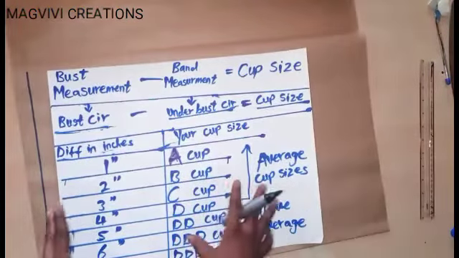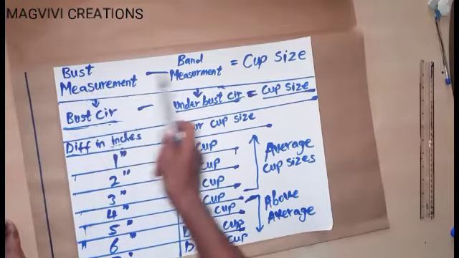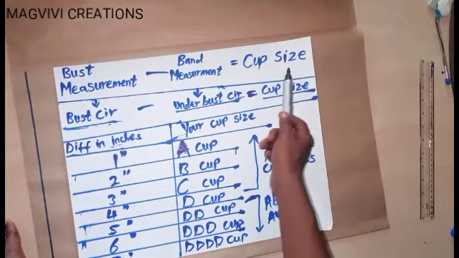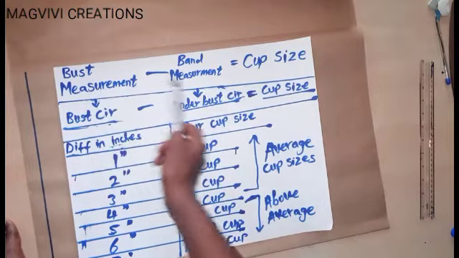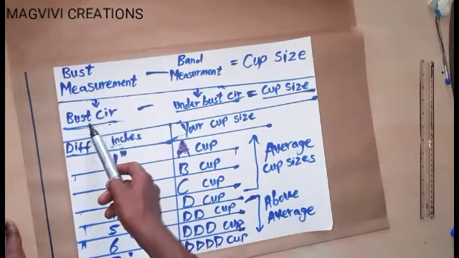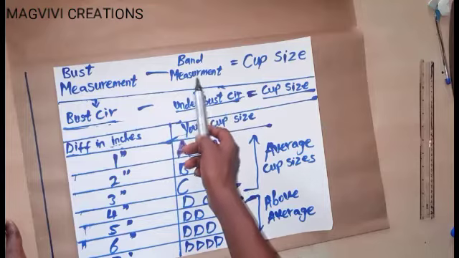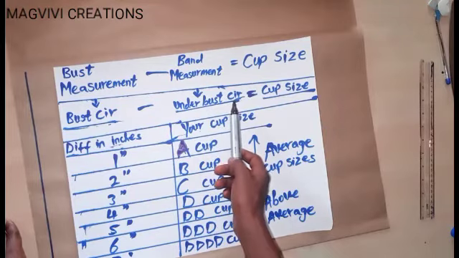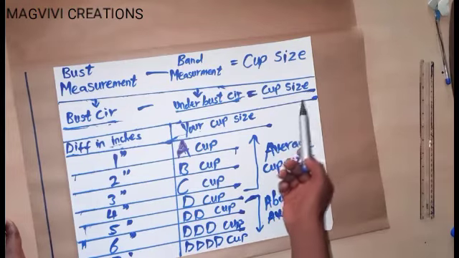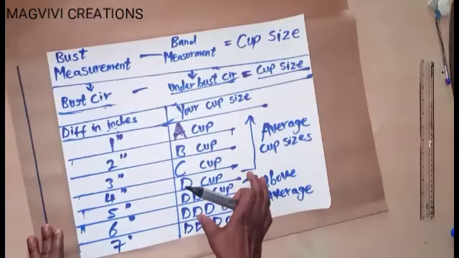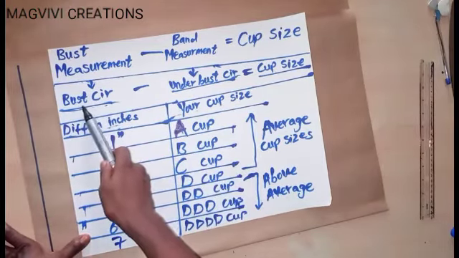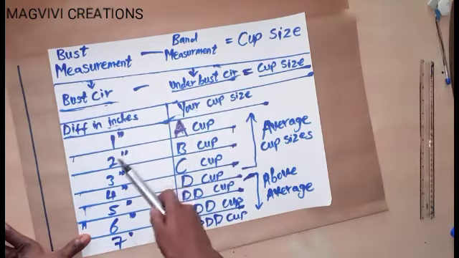Now, looking at this, we have the bust measurement minus the band measurement equals the cup size. So to get your cup size, you have to find the difference between your bust measurement and your band measurement. The bust measurement is the same thing as your bust circumference, and the band measurement is the same as your under bust circumference. So that equals your cup size. Now we have the differences in inches. That is the difference between the bust circumference and the under bust circumference in inches.